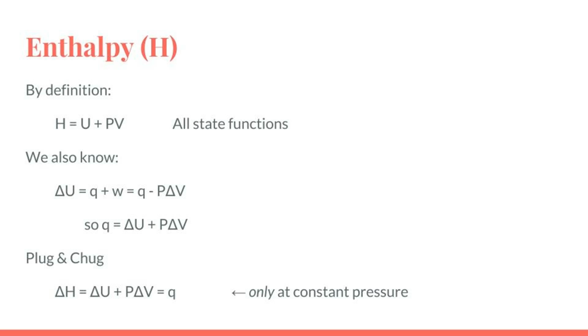Now, we also already know that the change in internal energy is equal to Q plus W, heat plus work, which means that it's equal to Q minus P delta V, because we already know that work is equal to negative P delta V. All right. So we just rearrange that a little bit. We add P delta V to both sides. We get Q equals delta U plus P delta V.